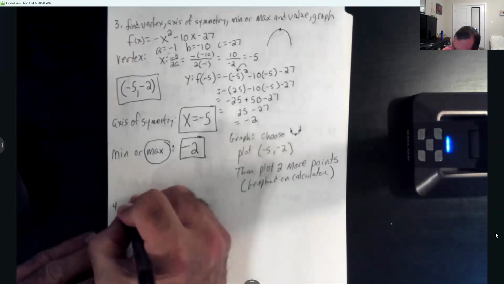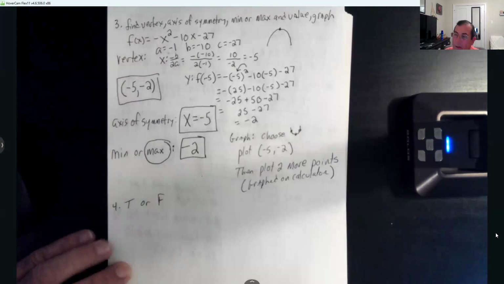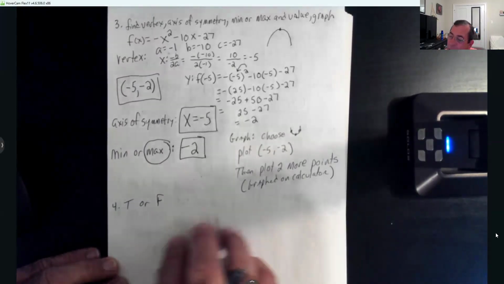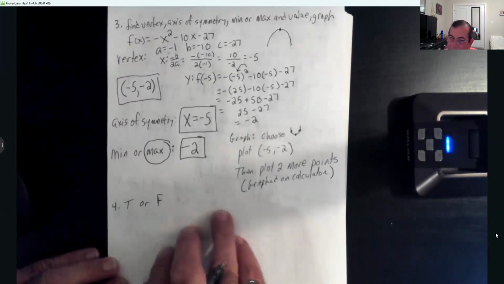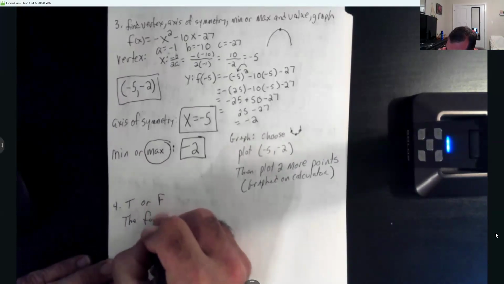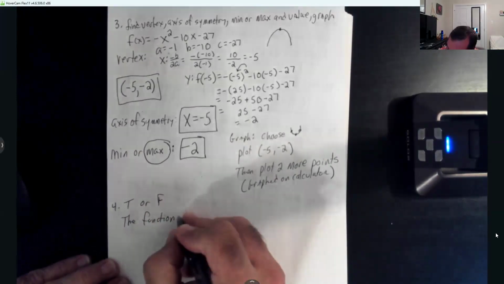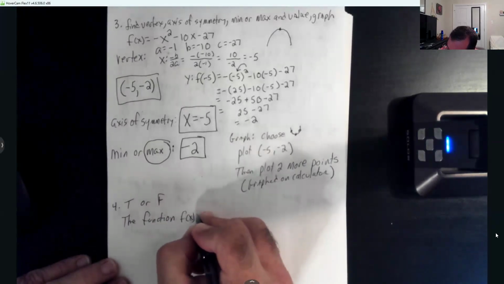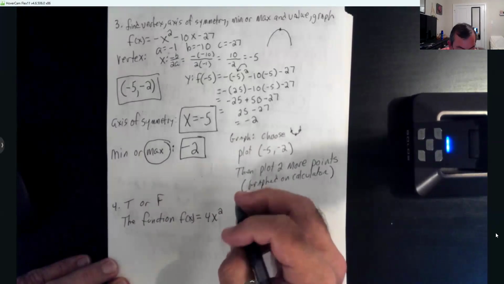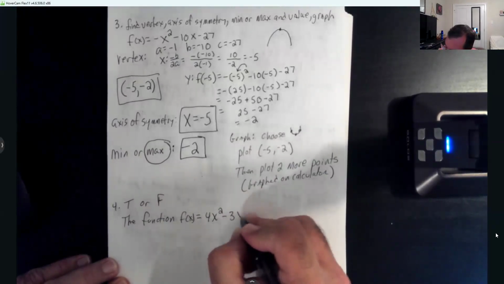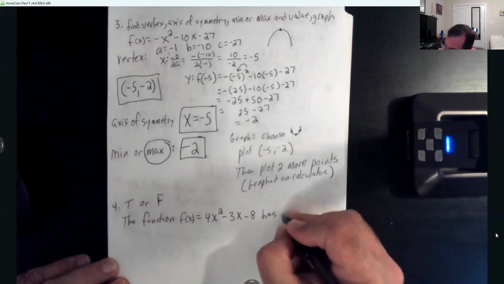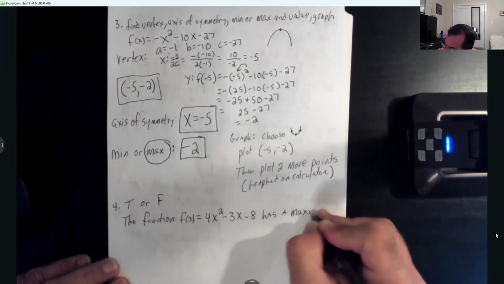All righty, y'all. These next couple of questions are true or false. And it sort of goes back to the 7-2 stuff I was doing when I was moving my graphs around, okay? So the function f of x equals 4x squared minus 3x minus 8 has a maximum value.